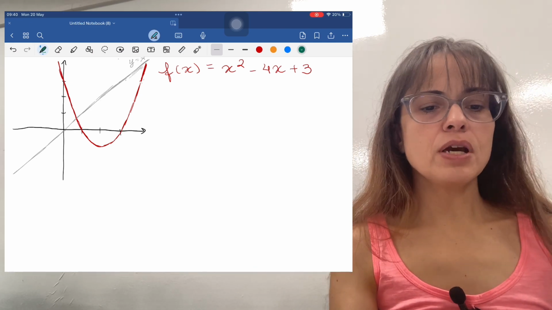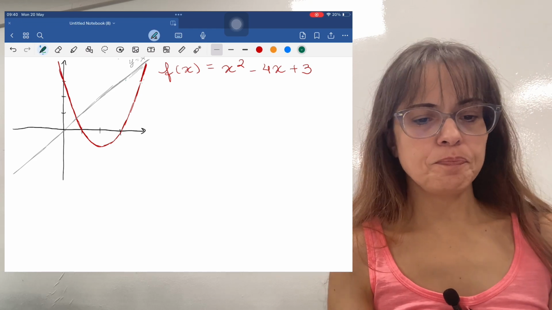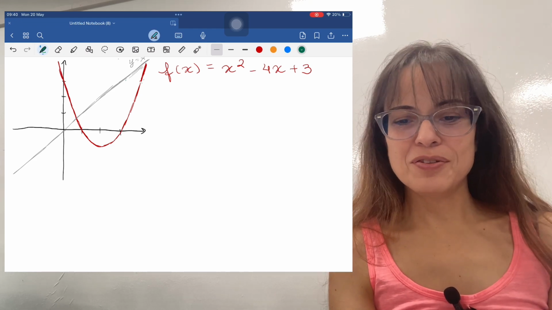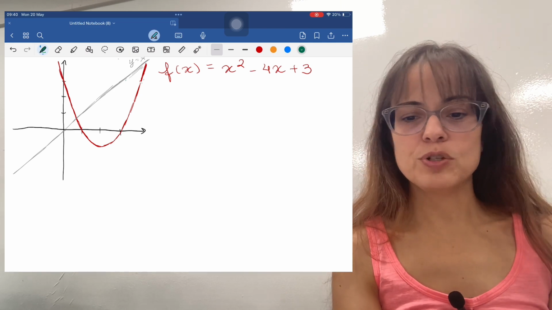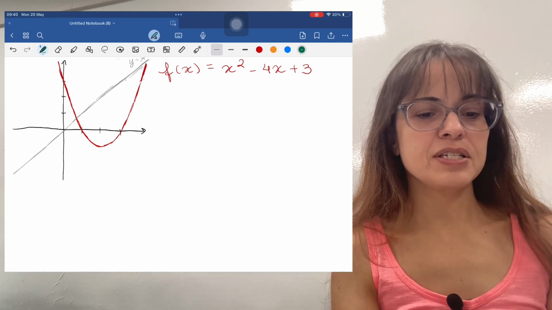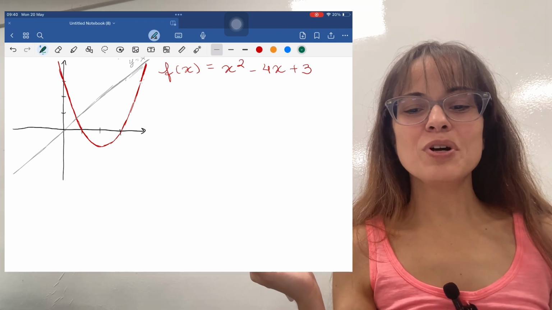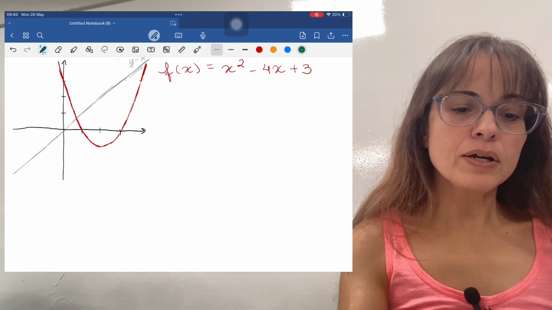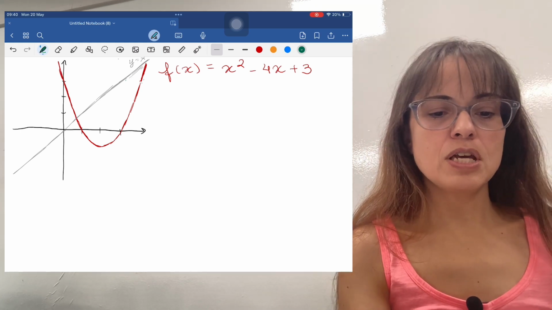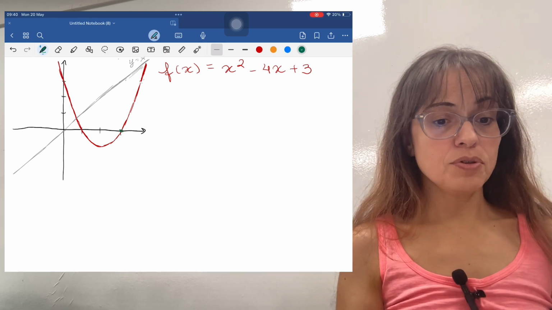And I was a little bit careful when sketching here. My roots are in the correct places, 1 and 3. My y-intercept is also correct, which is 3 here. The vertex, I think, is in the correct point, like 2 and minus 1. I tried, at least. So by coincidence, the y-intercept and one of the x-intercepts are the same.